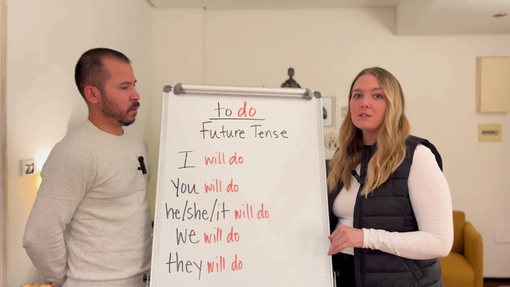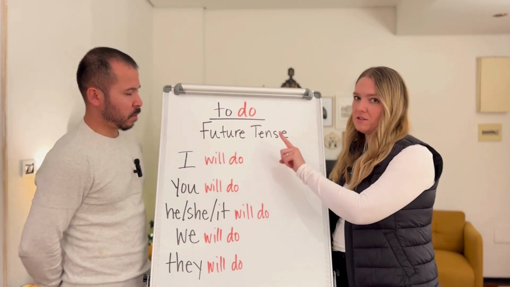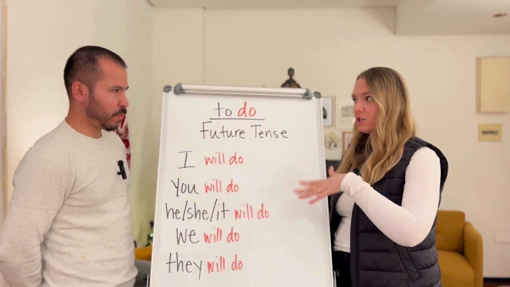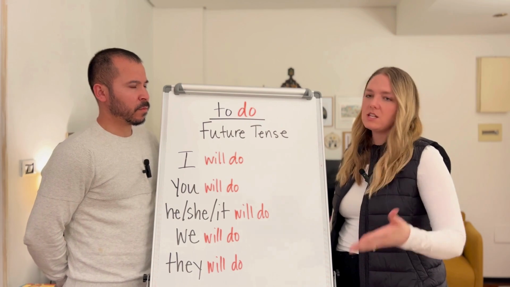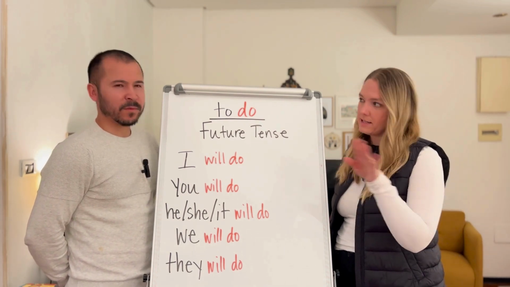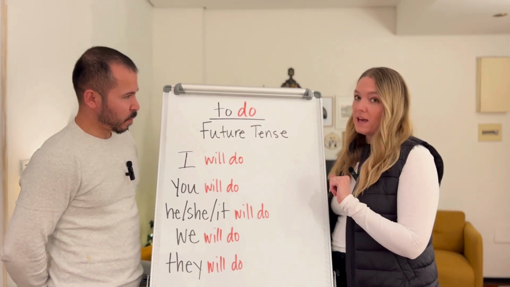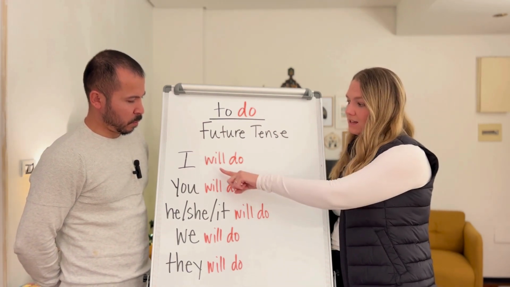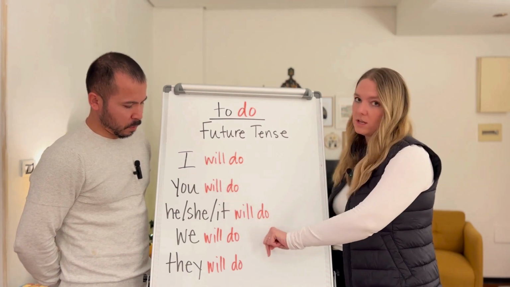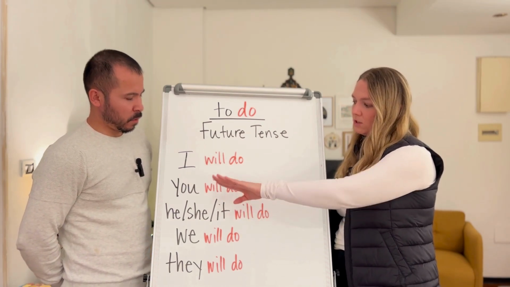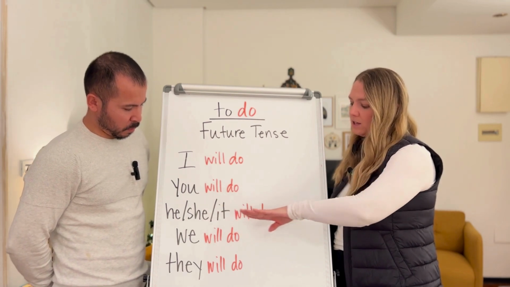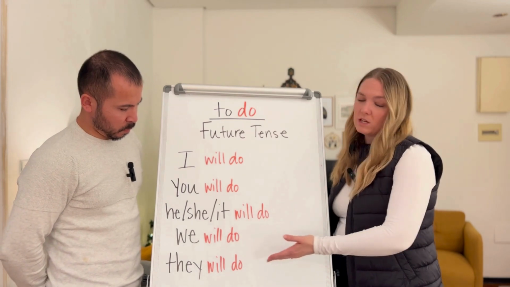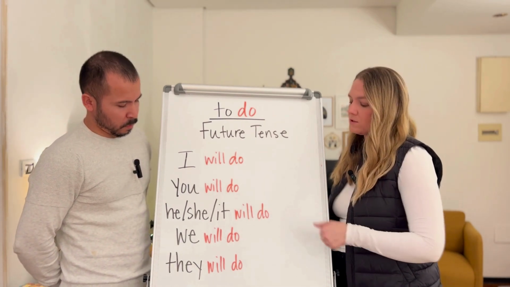And lastly, we'll talk about the future tense with the verb to do. Future tense means it will happen in the future. Could be tomorrow, could be next month, next year, in 500 years, anytime in the future. So the way we use the verb to do with each subject is adding the word will to each. I will do. You will do. He will do. She will do. It will do. We will do. They will do. And that is how we use it in the future.